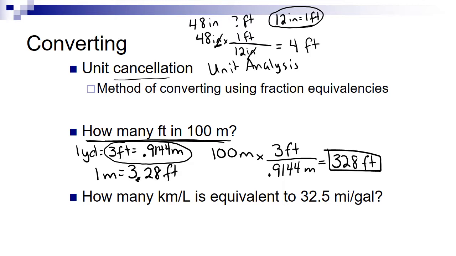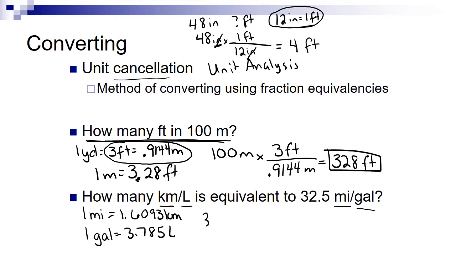The one on the bottom says how many kilometers per liter is equivalent to 32.5 miles per gallon. Now this actually has 2 conversions. We're going to go from kilometers to miles and then liters to gallons. So let's look at our 2 conversions we're going to use. We're going to say that 1 mile equals 1.6093 kilometers. And that 1 gallon equals 3.785 liters.